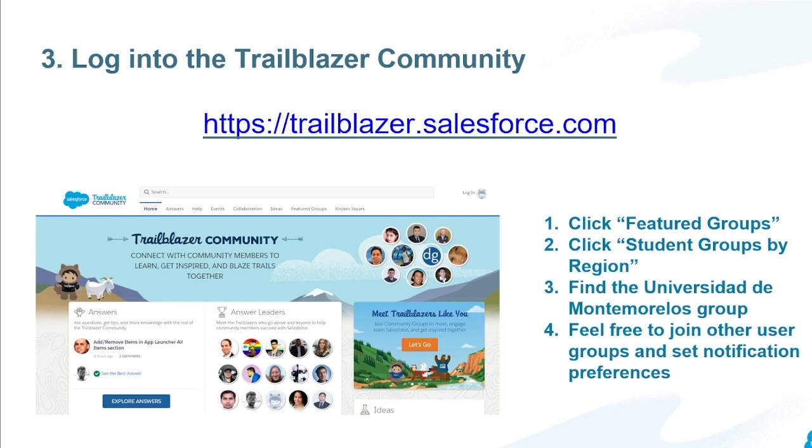You can click on this, then click on featured groups, then click on the student group by different regions. If you belong to India, there is a community of India also. Then you have the university name, or you can create your own university name group if there is none. You can also join different user groups, and set the preferences for the notifications you want to get from that group, like WhatsApp. If you want to mute a particular WhatsApp group, you simply mute it. Similarly, in this Trailblazer community, you can get only those notifications which you want. The rest of the notifications are hidden.